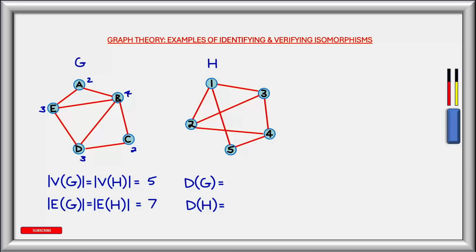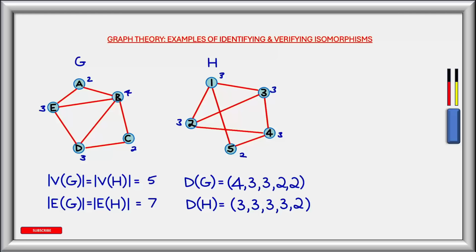And then if we look at graph H, vertex 1 has 3 edges, so its degree is 3. Vertex 3 has 3 edges, so its degree is 3. Vertex 2 has 3 edges, so its degree is 3. Vertex 4 has 3 edges, so its degree is 3. And vertex 5 has 2 edges, so its degree is 2.